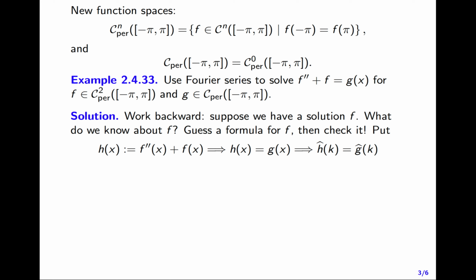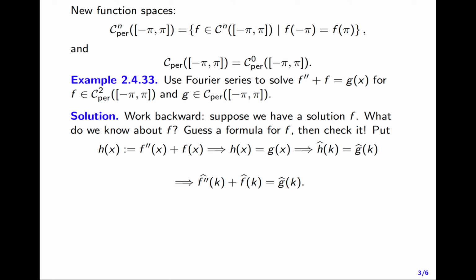So if two functions are equal, then their Fourier coefficients have to be equal for all k. We know sadly from last week that the reverse is not true. Maybe h hat of k equals g hat of k for all k, but maybe h and g are different functions. But here I'm assuming h equals g, so then h hat equals g hat.